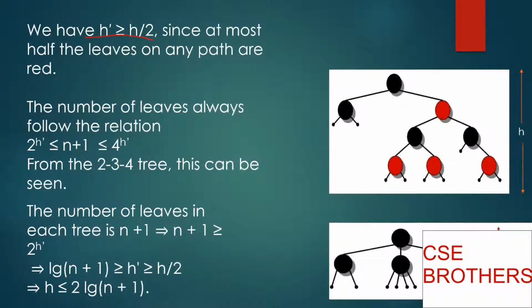Okay, so now if we consider the basics of a tree, then we know that the number of leaves in each tree having n keys will be n plus 1, and since this is the 2, 3, 4 tree, the n plus 1 leaves shall follow the property n plus 1 greater than or equal to 2 to the power h dash, less than or equal to 4 to the power h dash. So solving this equation with the help of logarithm and combining it with this particular equation leads us to the final result h less than or equal to 2 log (n plus 1), which is the theorem for the height of the red black tree.